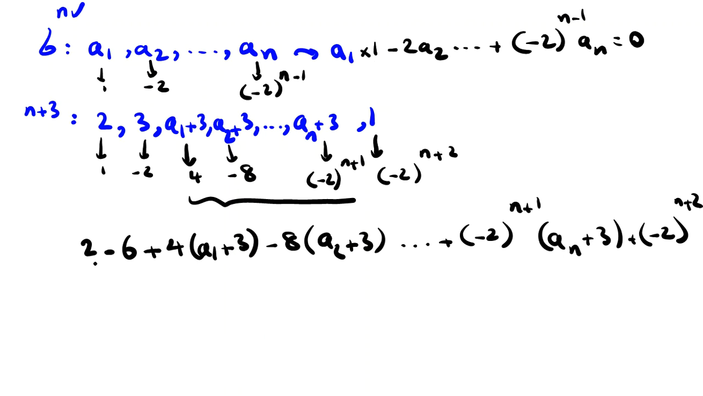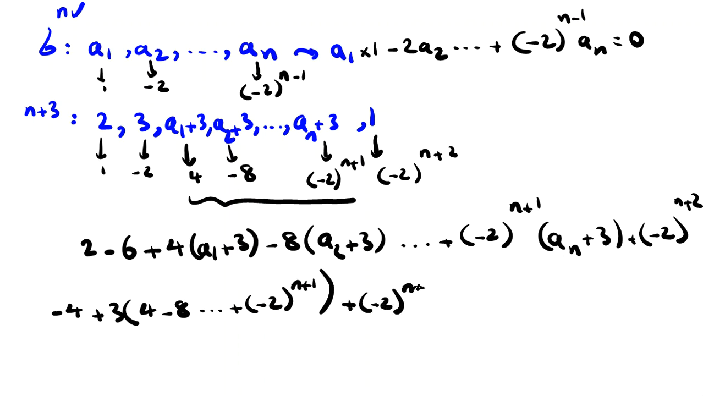take 3 outside. 2 minus 6 is what? Negative 4. And I say, okay, it will be 4 times 3, 8 times 3. If I factor from 3, it will be 4 minus 8, 2 plus negative 2 to the power of n plus 1. Also, we have plus negative 2 to the power of n plus 2.